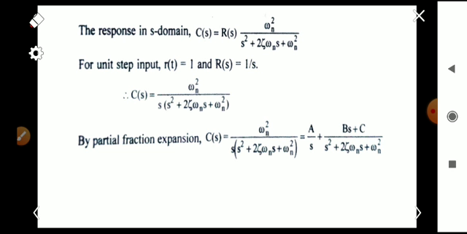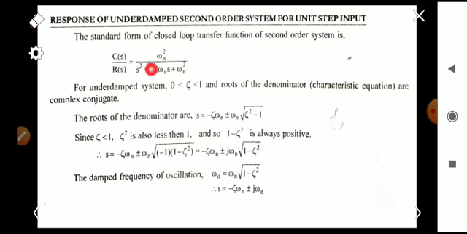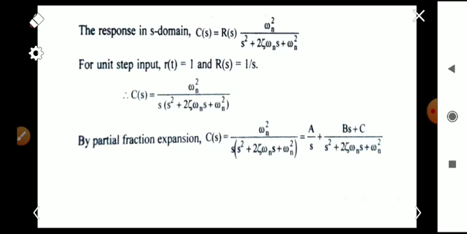Actually we have to find the response in time domain. That is the Laplace inverse of this c of s. So we know that c of s by r of s is this equation, and we are giving a step input. So r of s becomes 1 by s. Actually the unit step means r of t is 1, but the Laplace transform of this r of t is r of s, and it is 1 by s. And we are just substituting 1 by s instead of r of s here.